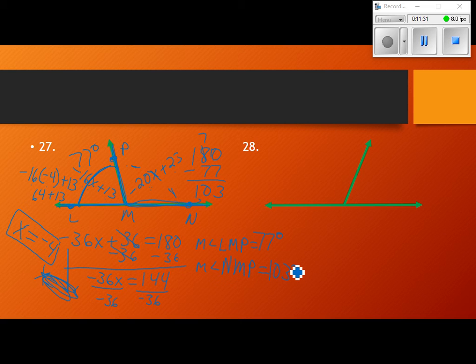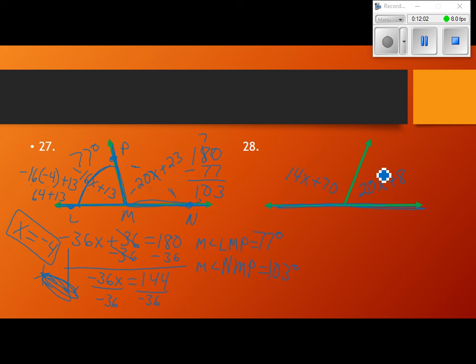Problem 28. They tell us this angle is 14x plus 70. They tell us that the other angle is 20x plus 8. And we know that this is a straight angle. Notice I didn't even put the points on there or anything because we're doing the same thing again. They want to know ABX and CBX, which is these two angles. So we're just going to do the same thing that we've been doing.